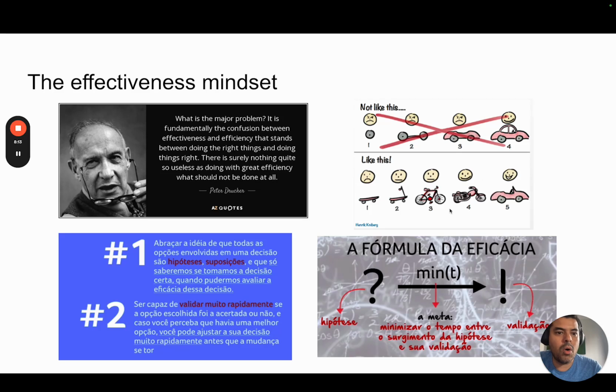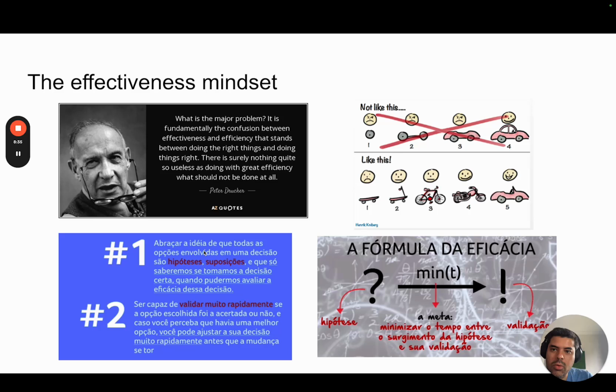So, like this, we are always solving the problem with an ever incrementally better solution that still solves the problem. We still get transportation in every step of the way, right? So here, let me translate this blue square here.